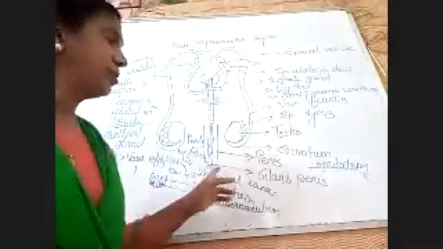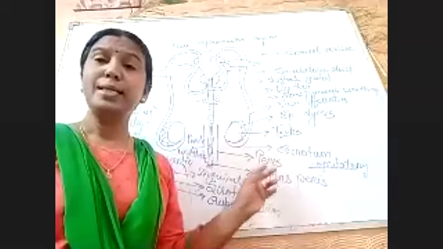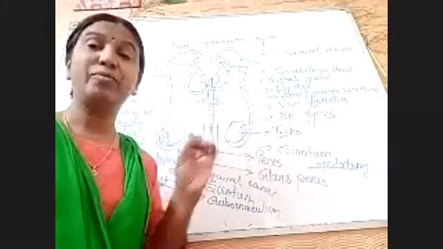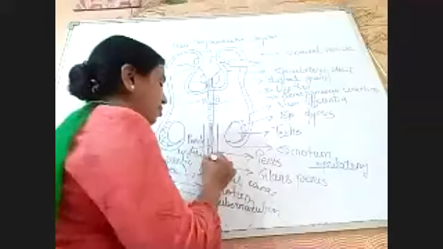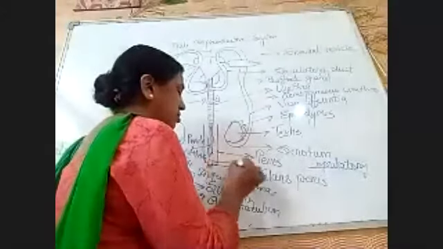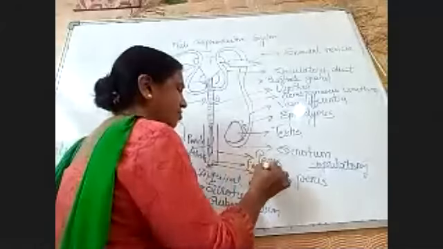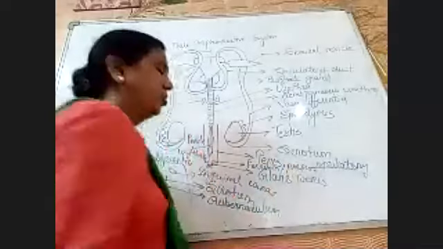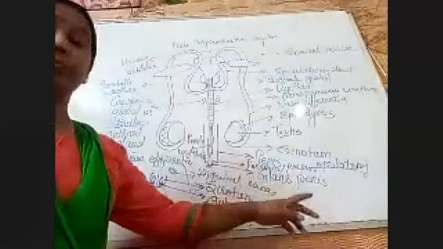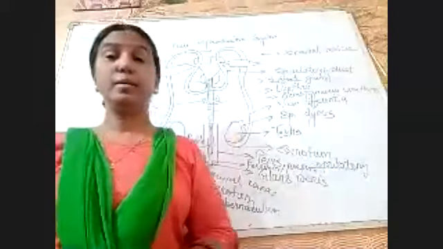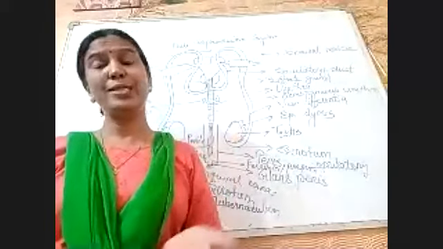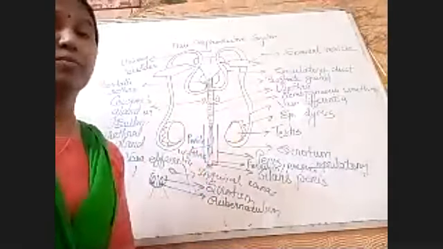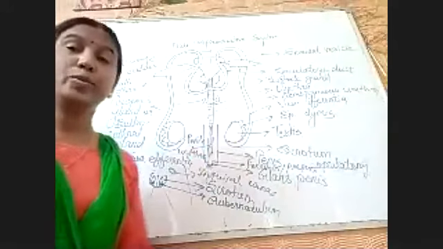The tip part of it is called the glans penis. Near the glans penis, we see some foldings. Those foldings are called the prepuce or the foreskin. So this penis will act as a copulatory organ during sexual intercourse. So this is about the different parts of the male reproductive system.